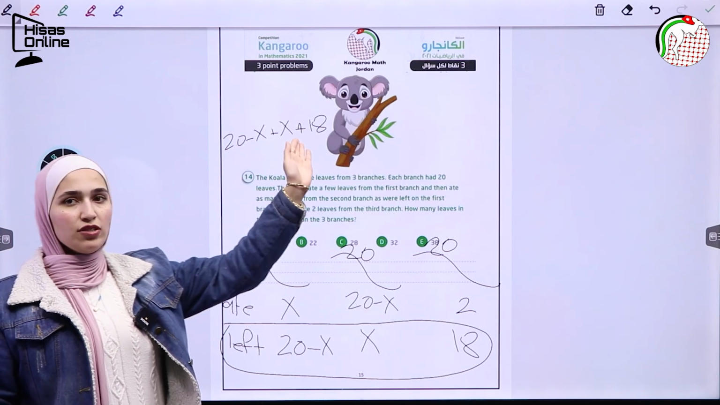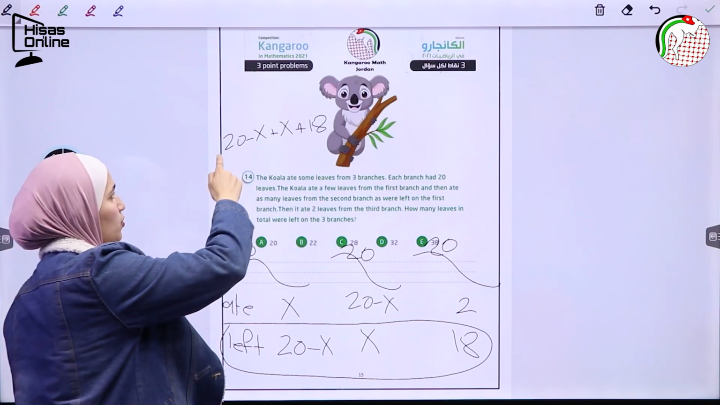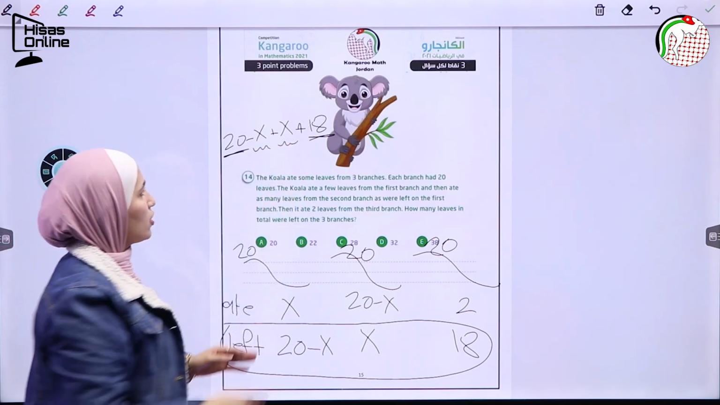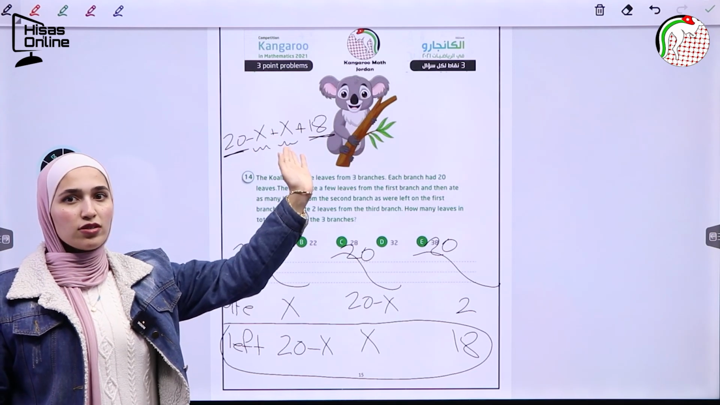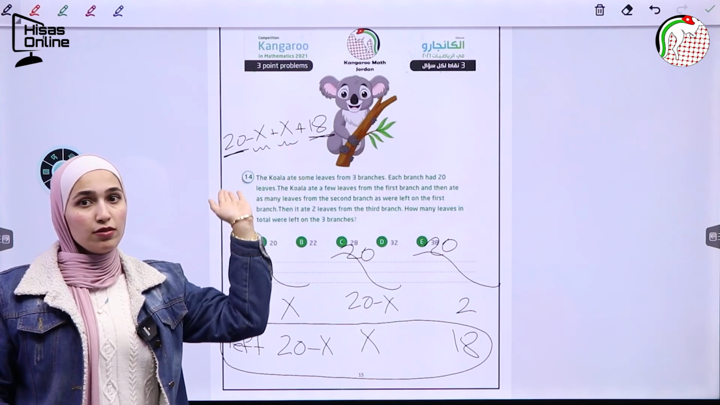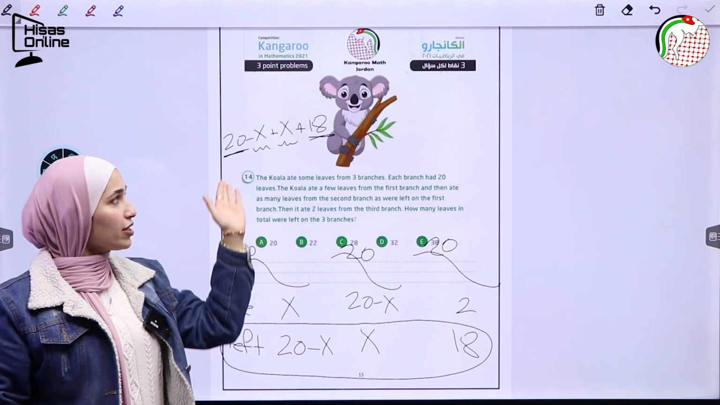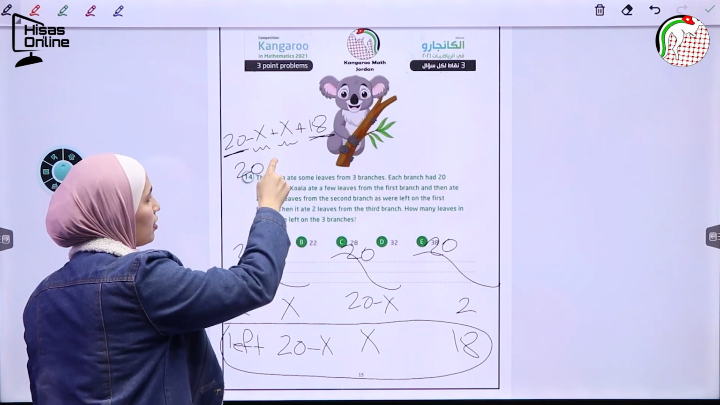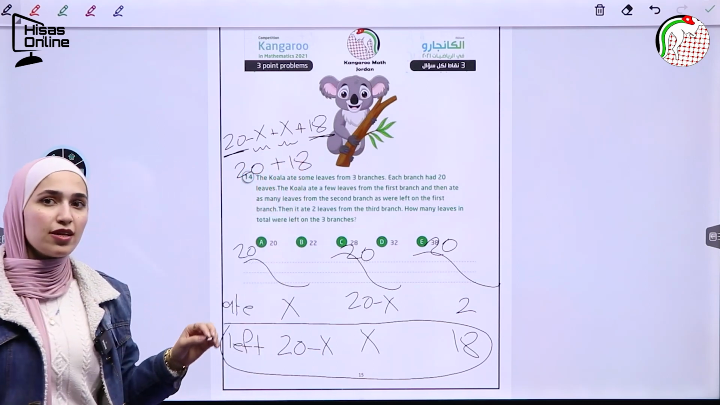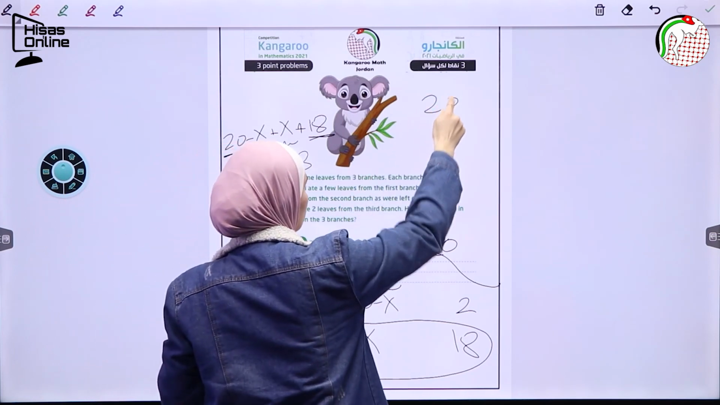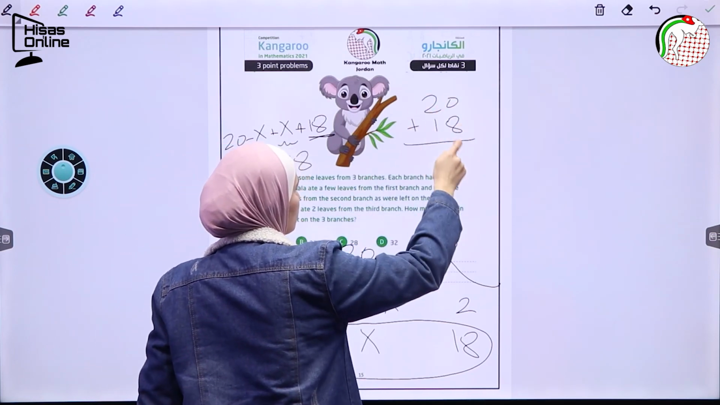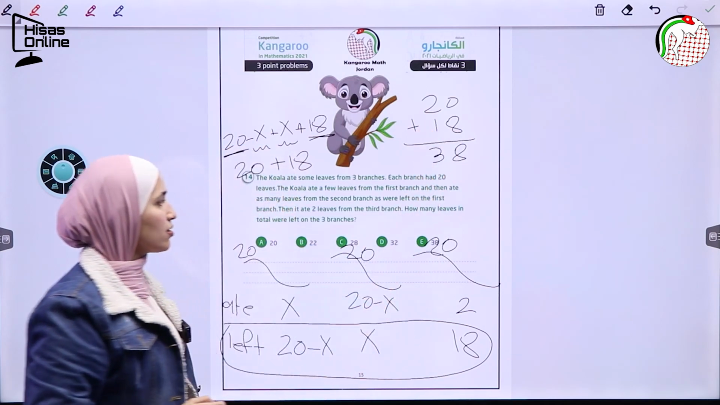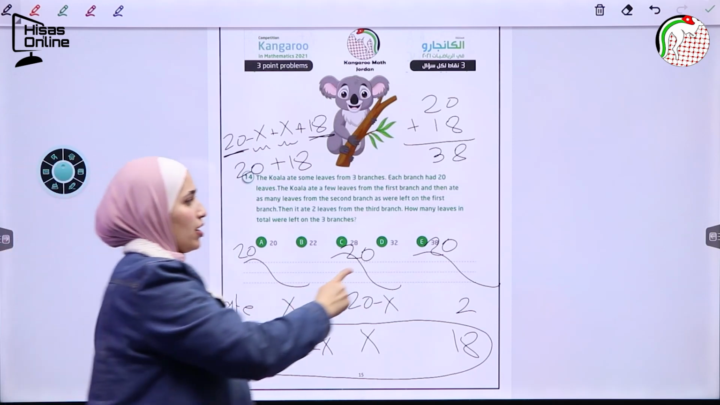Now, as you see, we have letters and we have numbers. So here are the numbers and these are the letters. So negative X and positive X. Negative 1 plus 1, yeah, 0. So negative X plus X, 0. So what is left? 20 plus 18, let's add them together. 0 plus 8, 8, 2 plus 1, 3. So the answer is 38. So the answer is E.